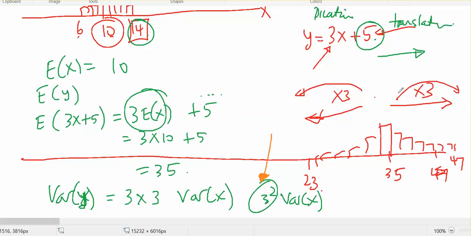Yes, very good. So it gets stretched by 3 that way, and it gets stretched by 3 that way. This 14 is further away from the mean by a factor of 3, and this 6 also ends up further away from the mean by a factor of 3. So we end up with this 3 squared times the variation of x.